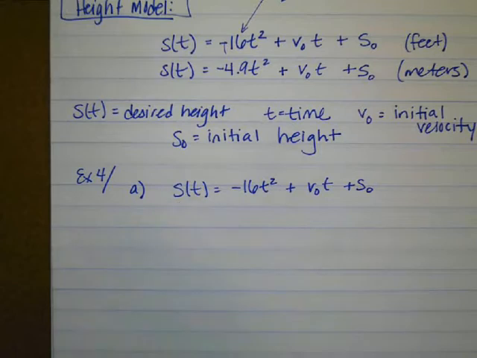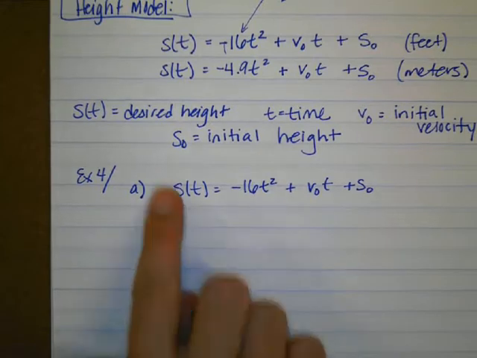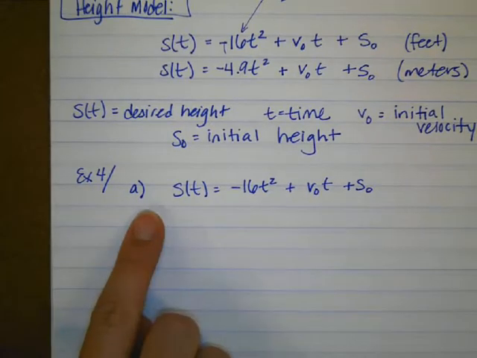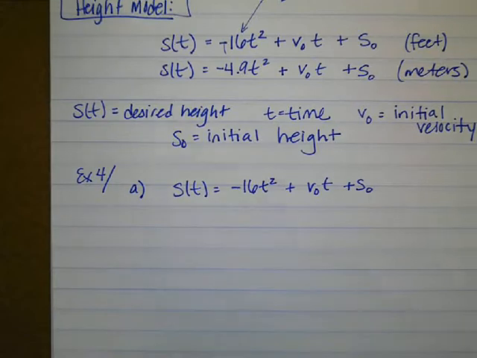Sorry. Alright. So what was the question? The question was, so if I want the object to hit the ground, s of t is my desired height. So what's the height at ground level? What would you plug in for that? Ground level? Zero? Yep. So we're going to plug in 0 for s of t.